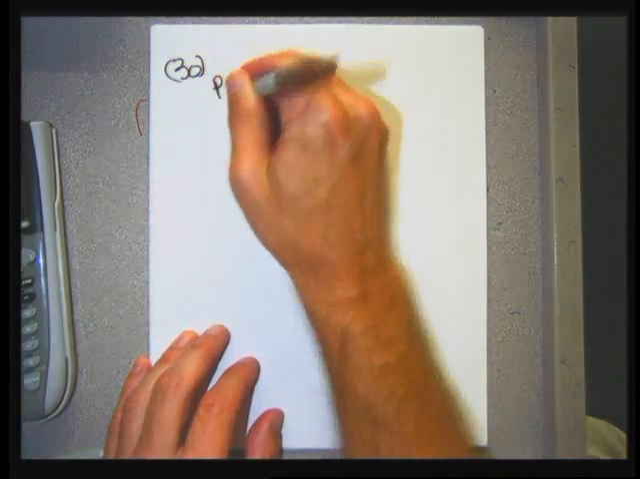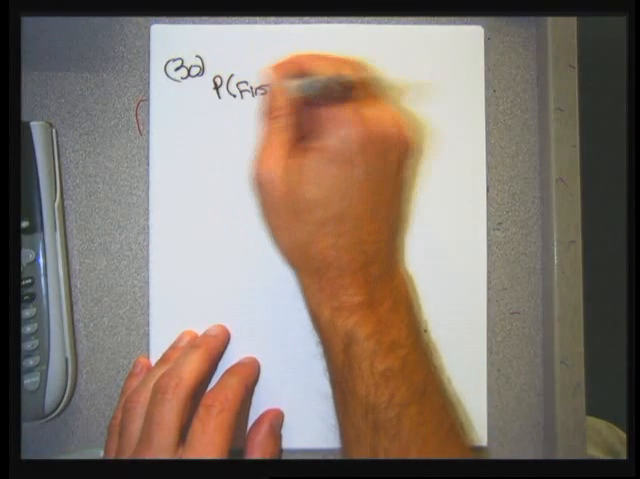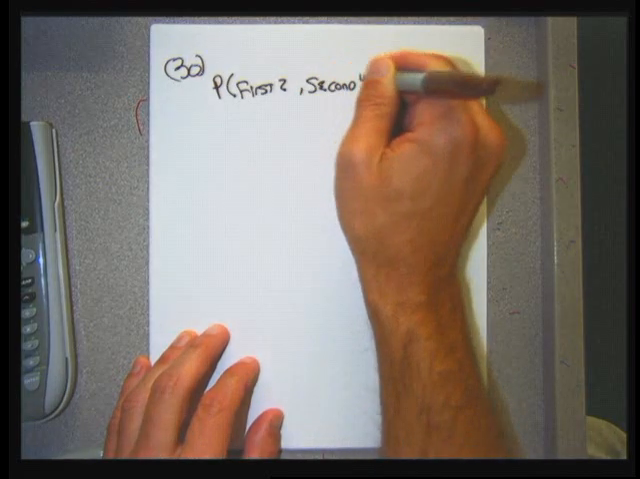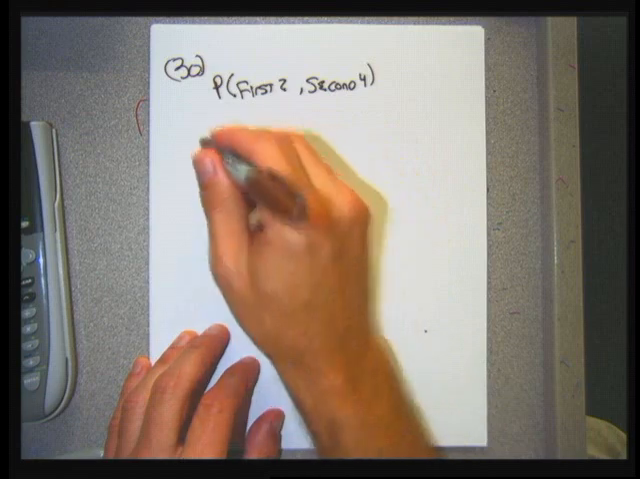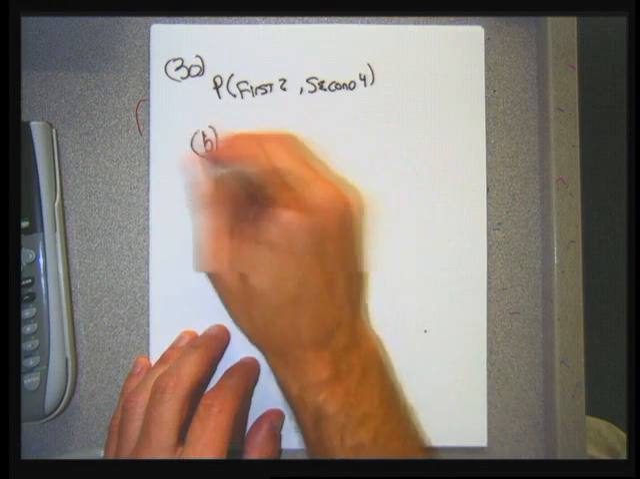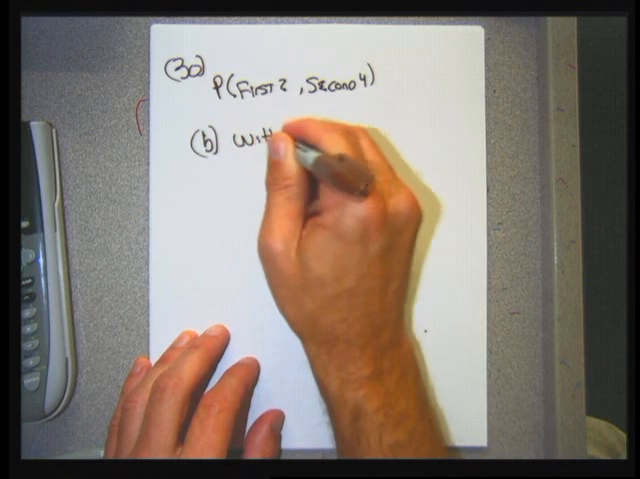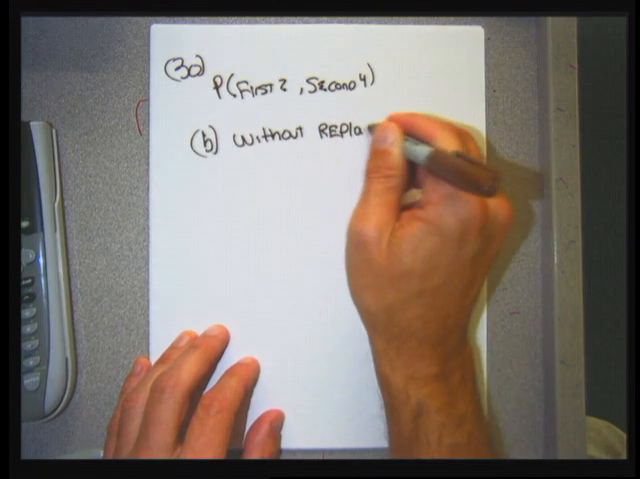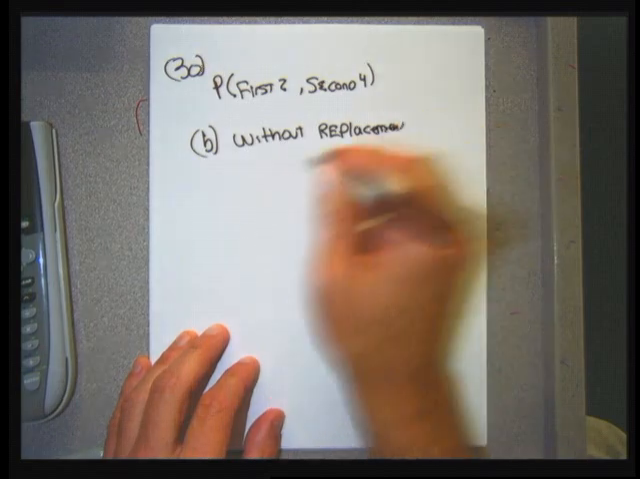So I want the probability that the first is a 2 and the second is a 4. I'm going to do it, first of all, without replacement, because that's easier for me, and then I'll do it with replacement. So I just need to do each probability next to each other.